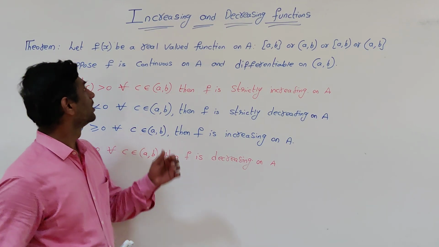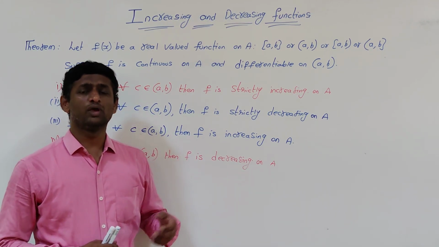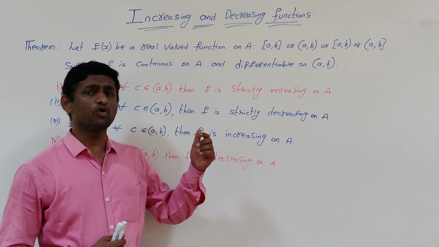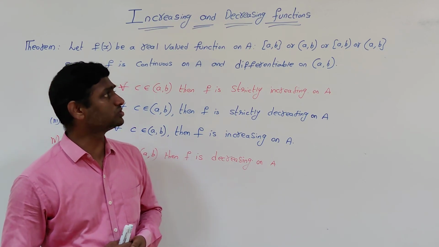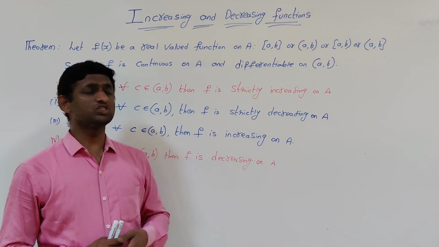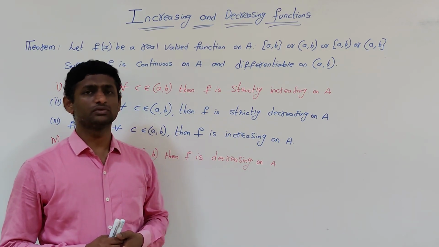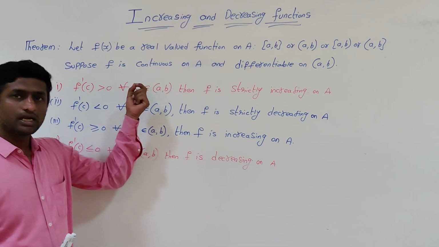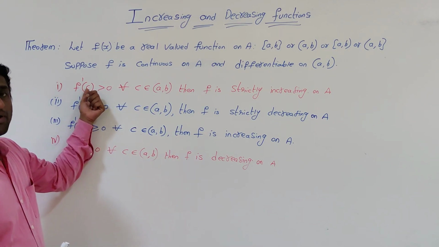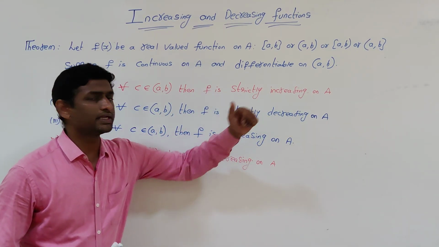So the theorem is, let f of x be a real valued function defined on a domain, which may be a closed interval [a, b], or open interval (a, b), or half open or half closed interval. And if the function is continuous and differentiable on the open interval (a, b), and c is a number in between a and b, then if the slope of the curve at c is positive, greater than 0, then f is said to be strictly increasing.